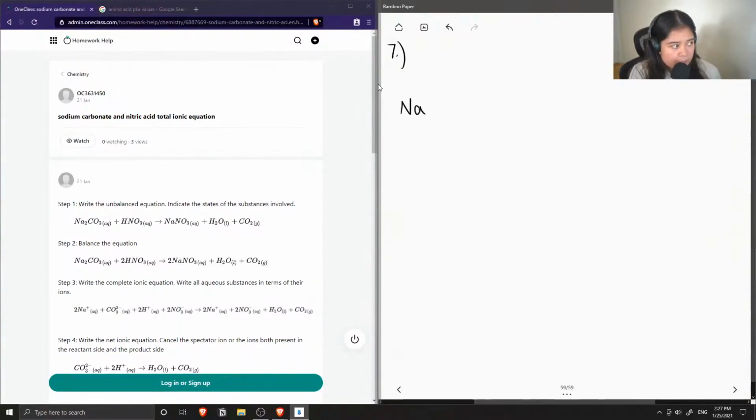So first, sodium carbonate. Sodium has a plus one charge, and the carbonate ion has a two minus charge. So then we need two sodiums to react with our carbonate to get a neutral compound. So this is sodium carbonate, and it reacts with nitric acid, and its formula is just HNO3.